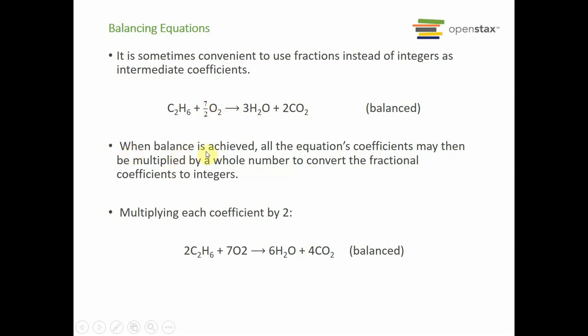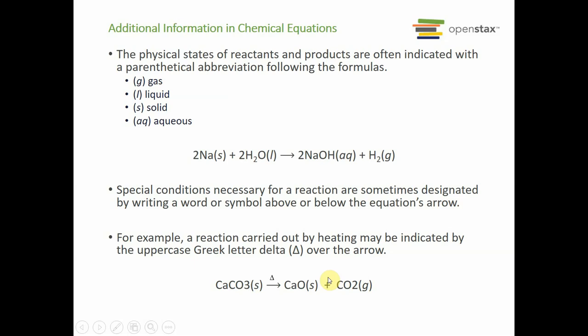When balance is achieved, all the equation's coefficients may then be multiplied by a whole number to convert the fractional coefficients to integers, multiplying each coefficient by 2. 2 ethane molecules plus 7 dioxygen molecules gives rise to 6 water molecules and 4 carbon dioxide molecules. So this is balanced and this is balanced, but this is preferred because we have integer coefficients.